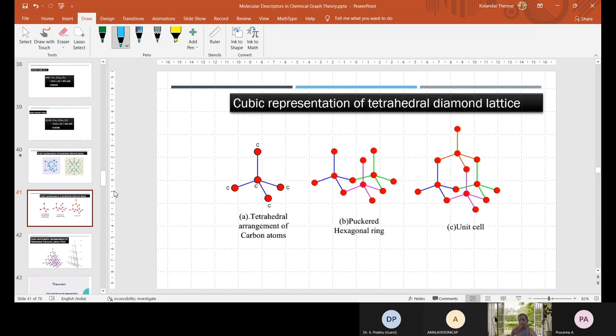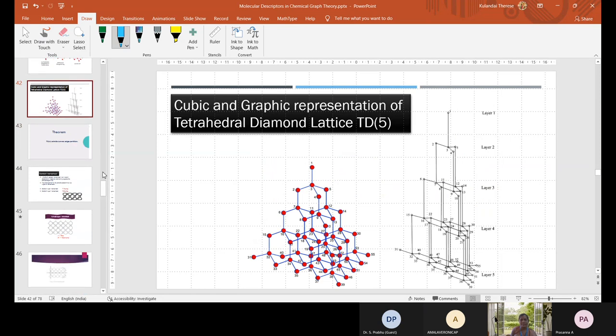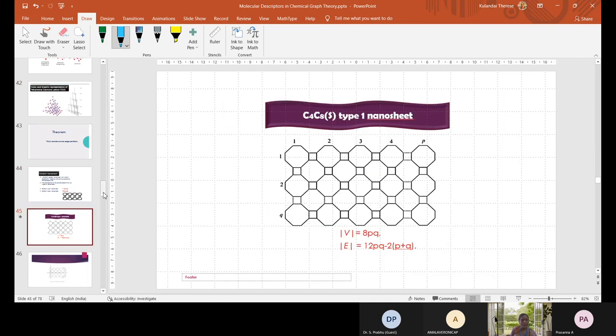But there are many structures. This is what I did in my PhD using these structures. There you can calculate. These are all complicated structures. Using this convex cut, we can calculate all types of molecular descriptors. There are nano sheets, carbon nano sheets. For this also we can use this type of methods.